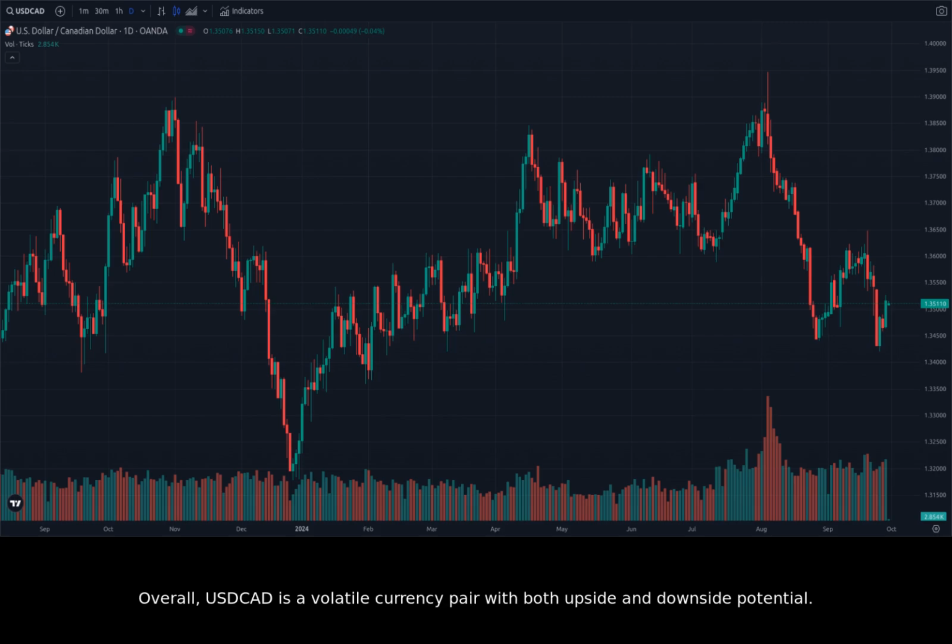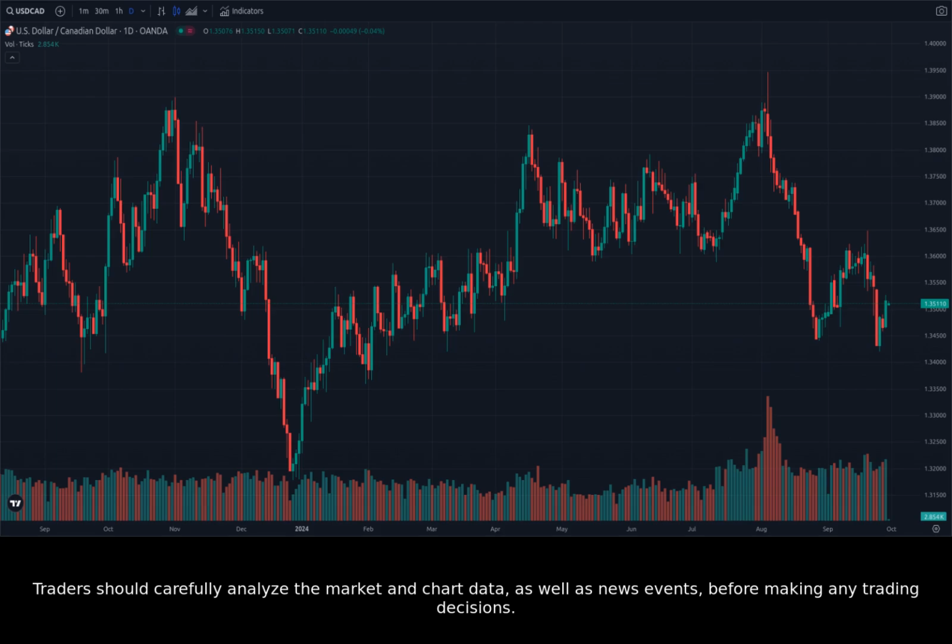Overall, USDCAD is a volatile currency pair with both upside and downside potential. Traders should carefully analyze the market and chart data, as well as news events, before making any trading decisions.